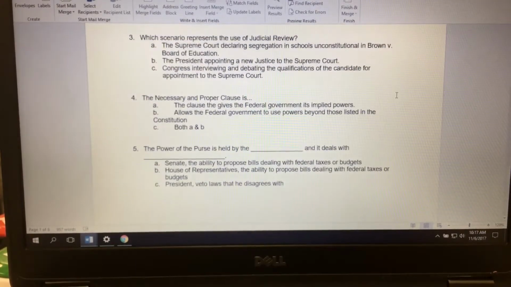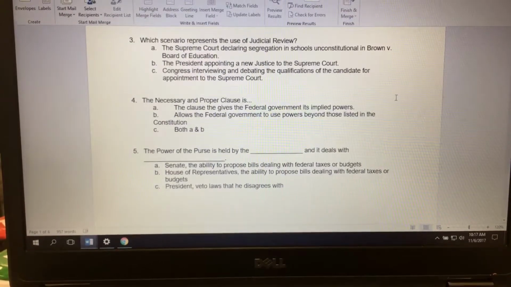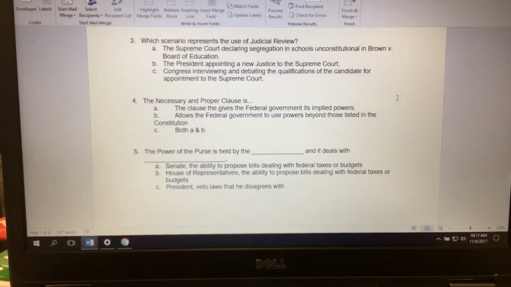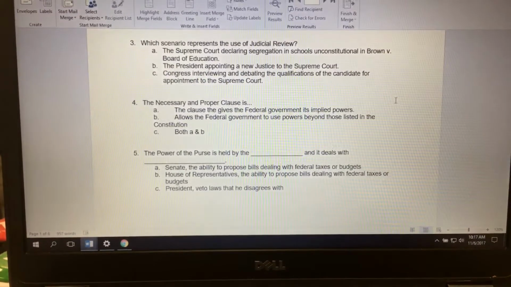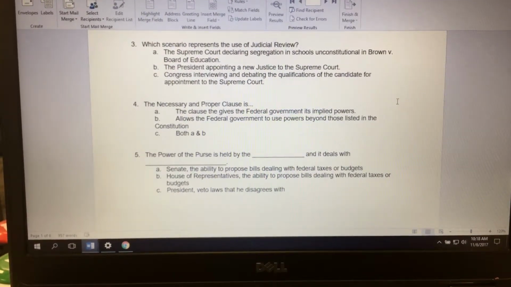Which scenario represents the use of judicial review? The Supreme Court declaring segregation in schools unconstitutional in Brown v. Board of Education. The President appointing a new justice to the Supreme Court.